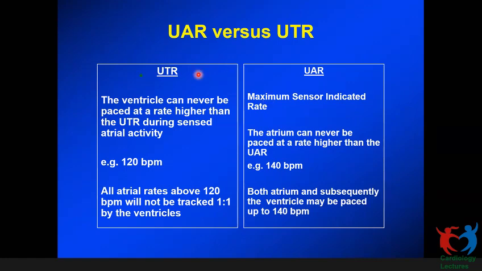But if you look at these two separately, upper tracking rate comes into play when the atrium is being sensed. Upper activity rate, upper sensor rate comes into play when the atrium is paced. When you keep these two in mind, then programming and occasional troubleshooting becomes easier. So that completes the dual chamber timing cycle.